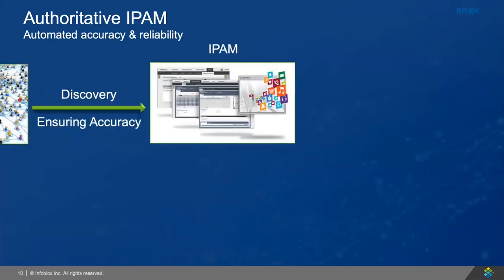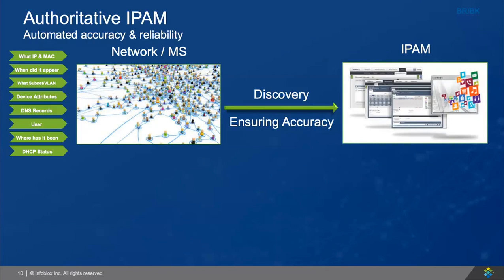So what we're going to talk about right now is authoritative IPAM and how we automate accuracy and reliability. So Bob, can you give us some insights on this? Yeah, so you can see the picture on the left. It's kind of a mess, right? And this is what we're trying to grasp and get organized.